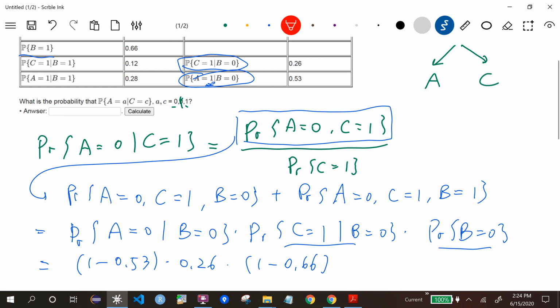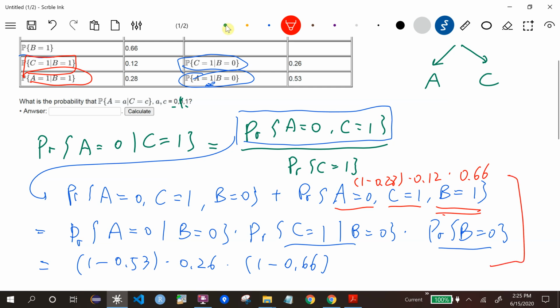So let's do the other one very quickly, because we don't want to write all of these down every time. Here, A is 0 given B is 1. The first term is 1 minus 0.28. The second one is C is 0 given B is 1, which we have exactly, so times 0.12. And B is 1, we have it, 0.66. That's how you write these things down quickly, and you just add them up, then you get the numerator.